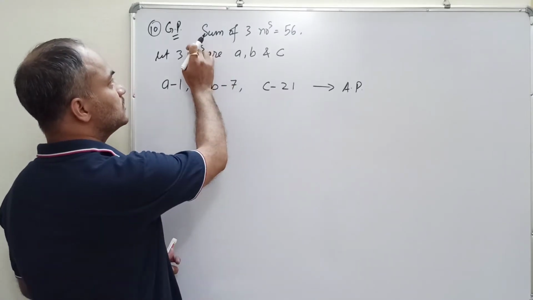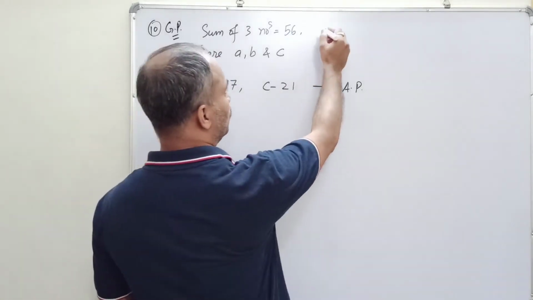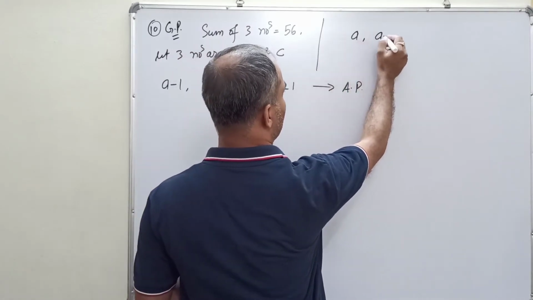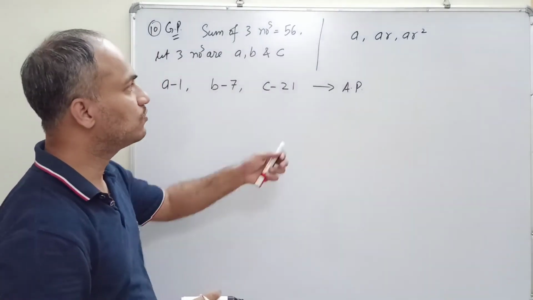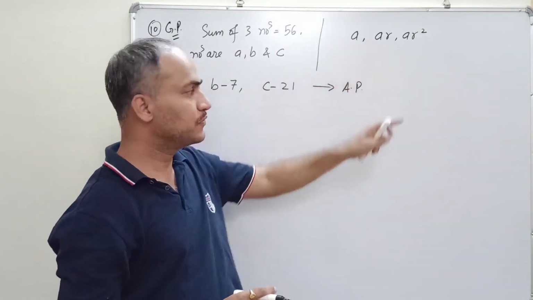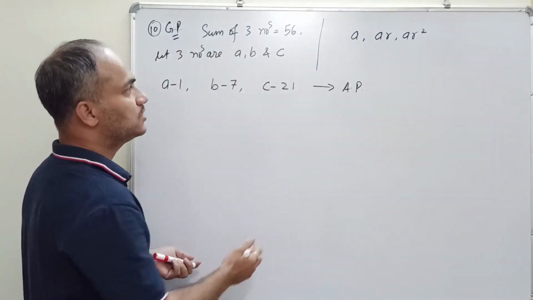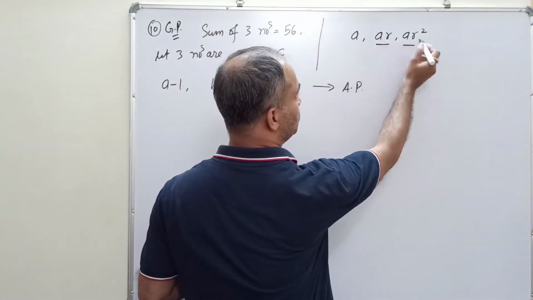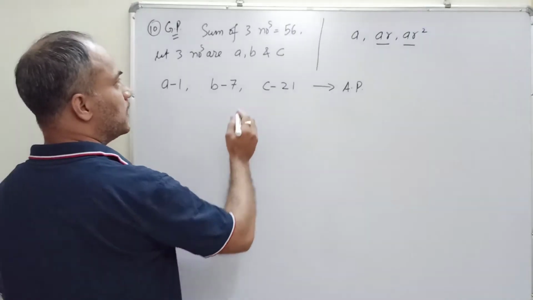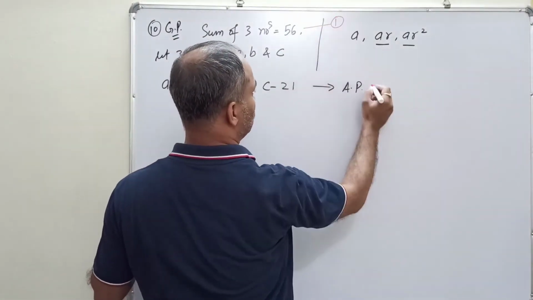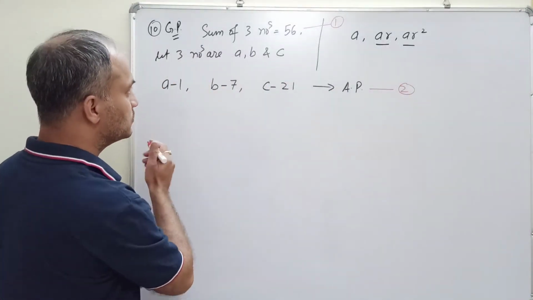Since A, B, C are in geometric progression, GP, we can always assume the numbers as A, AR and AR square. Here we have only two variables A and R, whereas earlier we had three variables A, B, C. So you can assume the numbers like that. We have two conditions, condition 1 and condition 2. Let us apply the condition 1 on the numbers.